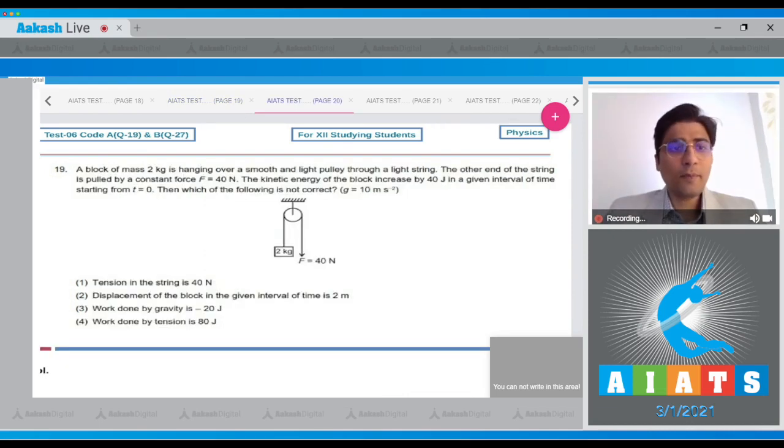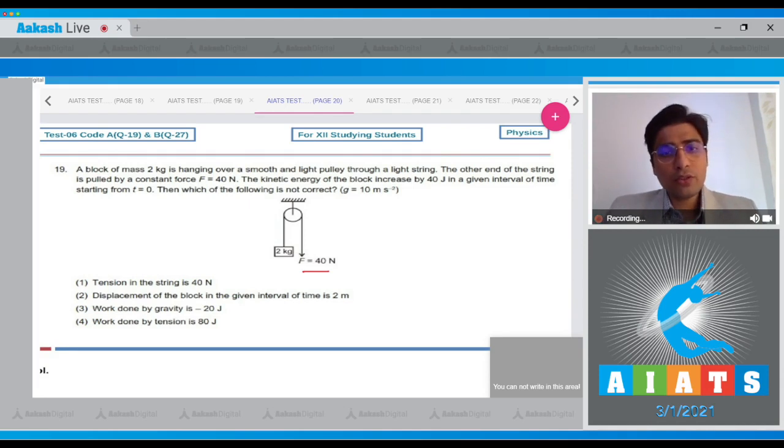In question 19, a block of mass 2 kg is hanging on a smooth and light pulley through a light string. The other end of the string is pulled by a constant force of 40 Newton. The kinetic energy of the block increases by 40 joules in a given interval of time starting from t equal to 0. Then which of the following is not correct? The tension is 40 newton, the displacement of the block in the given interval is 2 meter, the work done by gravity is minus 20 joules, and the work done by tension is 80 joules.